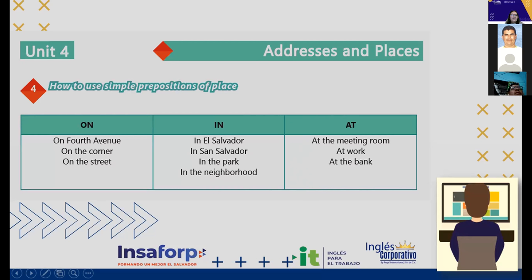Esto sí creo que va igual: "in", más general, un país, una ciudad, un lugar grande; luego "on", qué calle, sobre qué esquina, sobre qué avenida; y luego "at", mucho más específico. ¿Sí se fijan? Es muy parecido con las prepositions de time. "In", más general, "on", un poco más específico, and "at", mucho más específico.